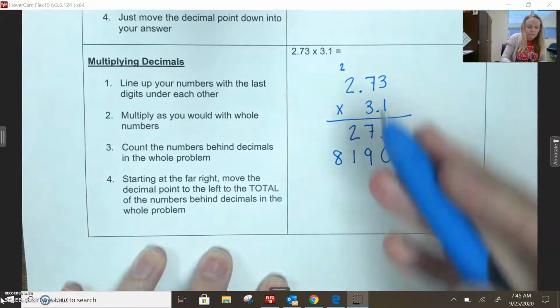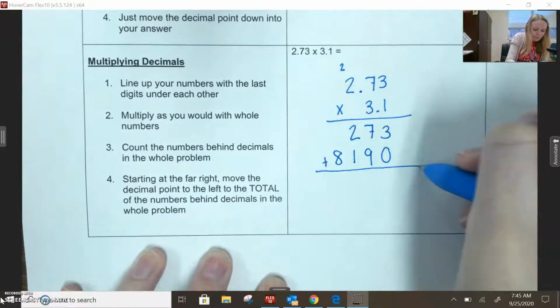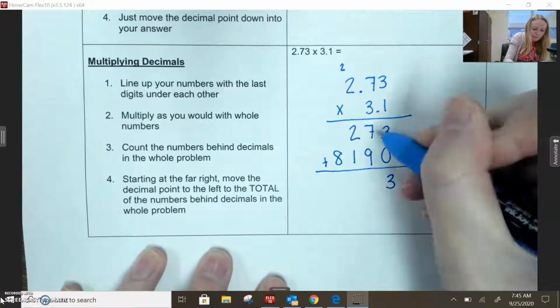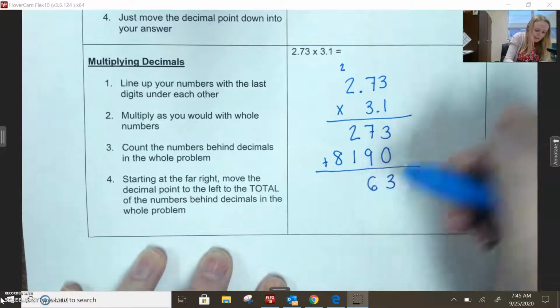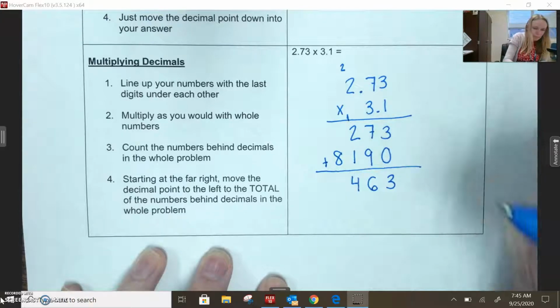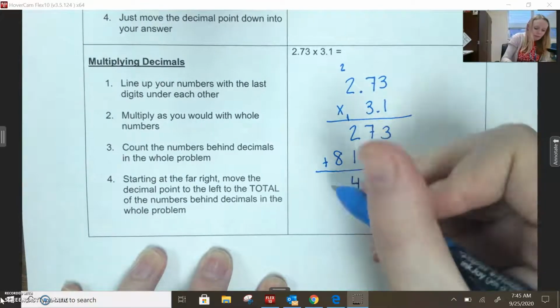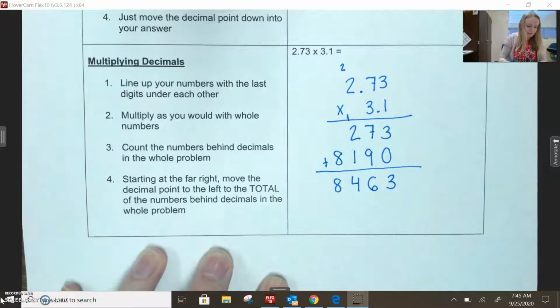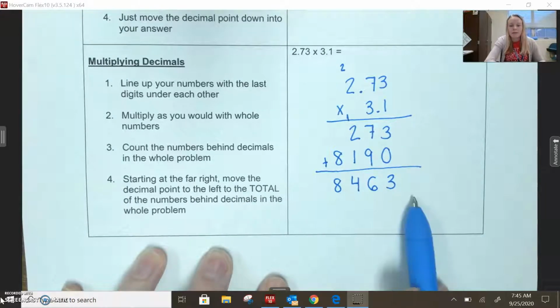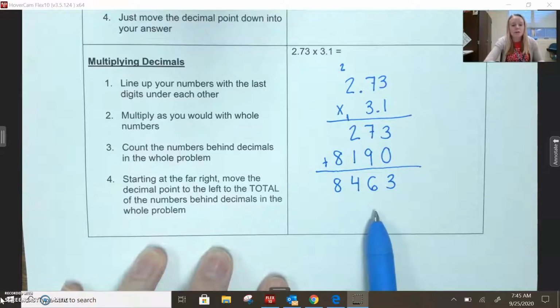So now that I'm finished with my multiplying, we have to add it all up now. So 3 plus 0 is 3. 7 plus 9 is 16. We'll carry the 1. 1 plus 2 plus 1 is 4. And then our final number is just going to be 8. So now that we've finished, this says our answer is 8,463, which is going to be wrong.